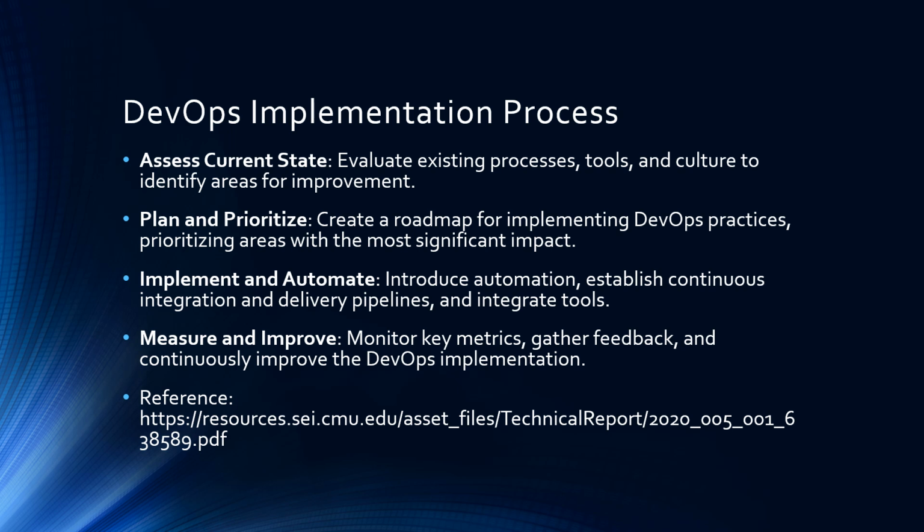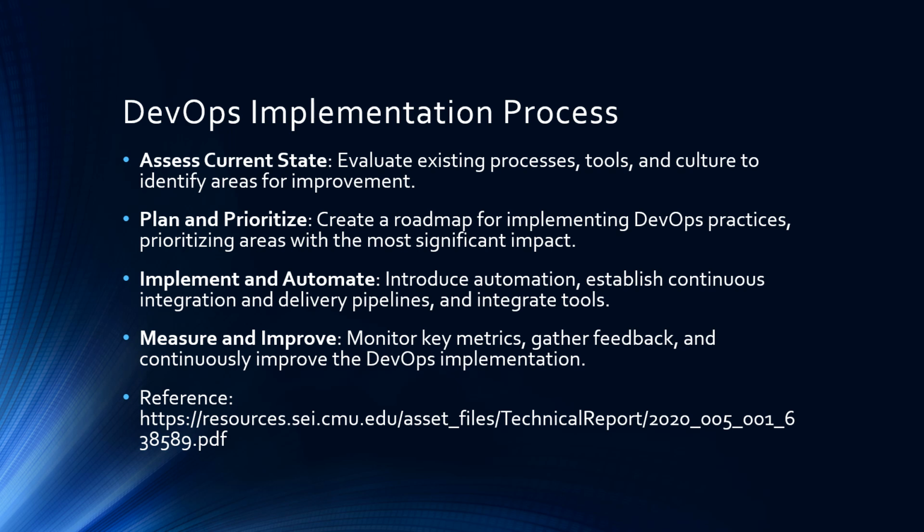This might mean starting with version control improvements before tackling complex deployment automation. Your implementation plan should include clear milestones, success criteria, and metrics for measuring progress. It's essential to align these with business objectives. The reference document from the Software Engineering Institute provides excellent guidance on creating such roadmaps, especially for organizations in regulated environments. The implement and automate phase is where the actual transformation begins.